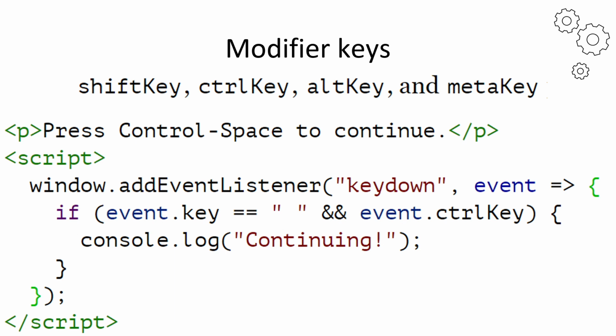We can also check if the modifier keys such as Control, Shift, and Alt are pressed. If the Control key is held down, the event's ctrlKey would be true. Like in this example, we use the if statement to check whether both the space key and the Control key are pressed.